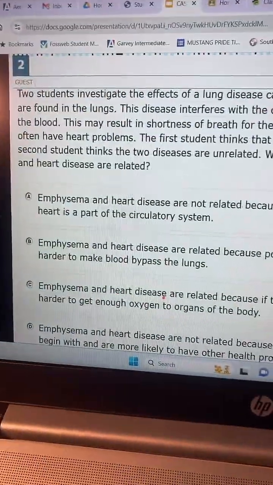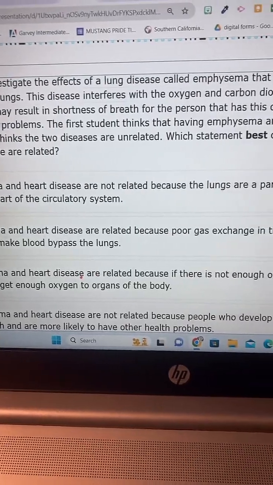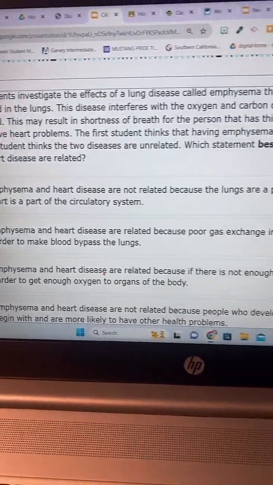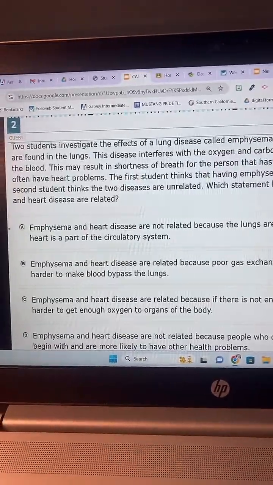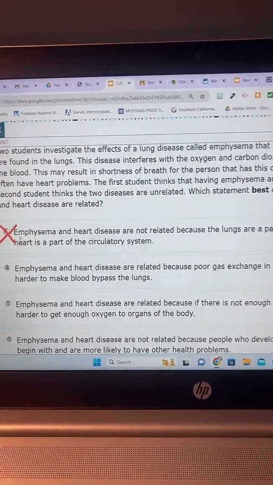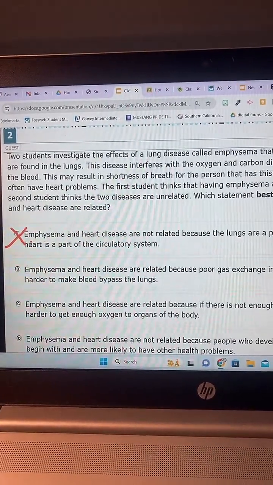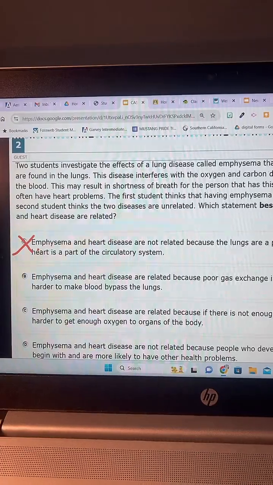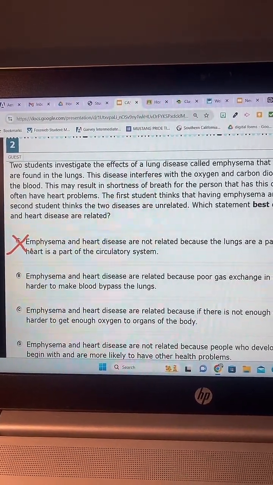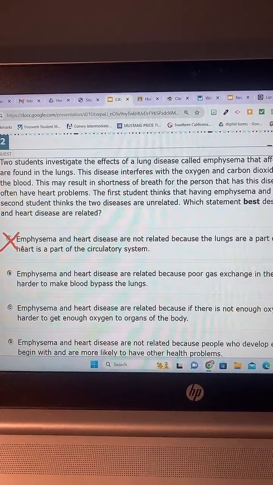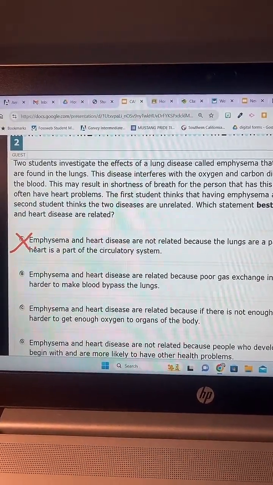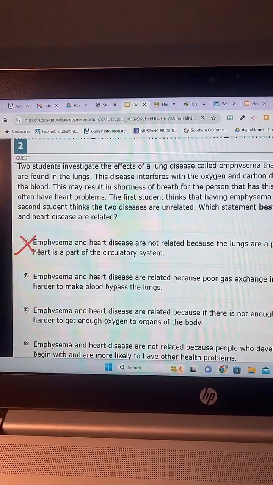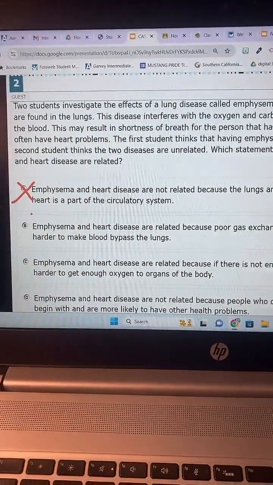So let's first add our four answers. Emphysema and heart disease are not related because the lungs are part of the respiratory system and the heart is part of the circulatory system. We can eliminate this. If your body systems didn't work together, you'd die, right? Your brain needs to tell your heart what to do. Your heart needs to pump so that air can get to the cells. The lungs get the air, which is why you have pulmonary arteries and pulmonary veins going between the heart and the lungs, so you can oxygenate the blood.